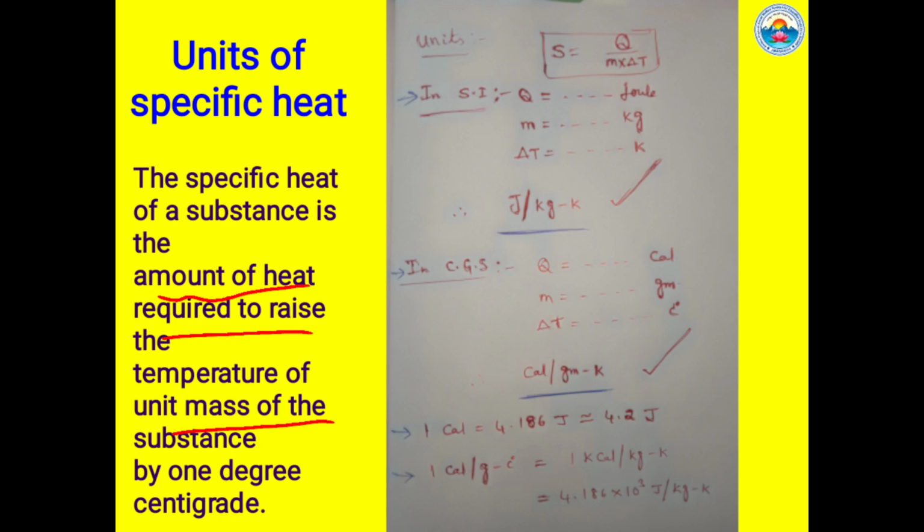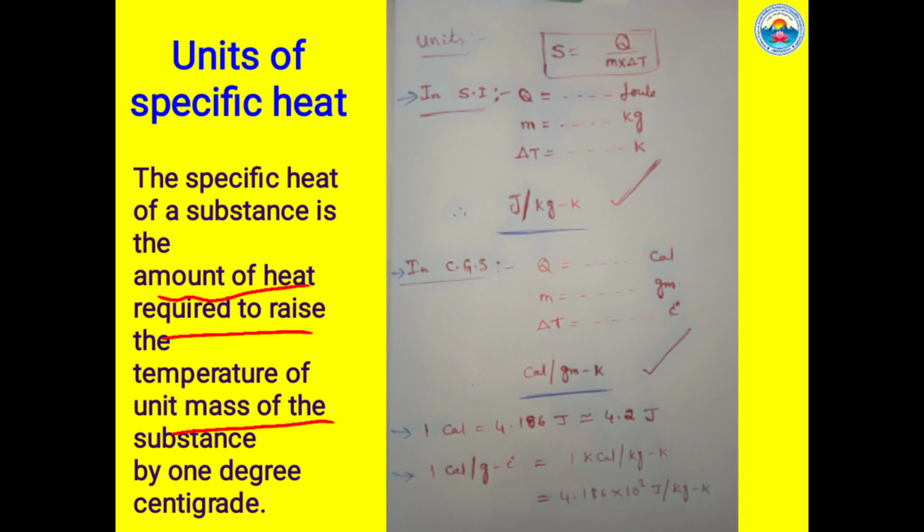Very good. In CGS, similarly, Q is calories, M is gram, delta T is degree centigrade or degree Celsius. So from the above equation, write that calorie per gram Kelvin. So 1 calorie is equal to 4.186 joule. Already in the last session we discussed. 1 calorie is equal to 4.186 joule, approximately 4.2 joule.